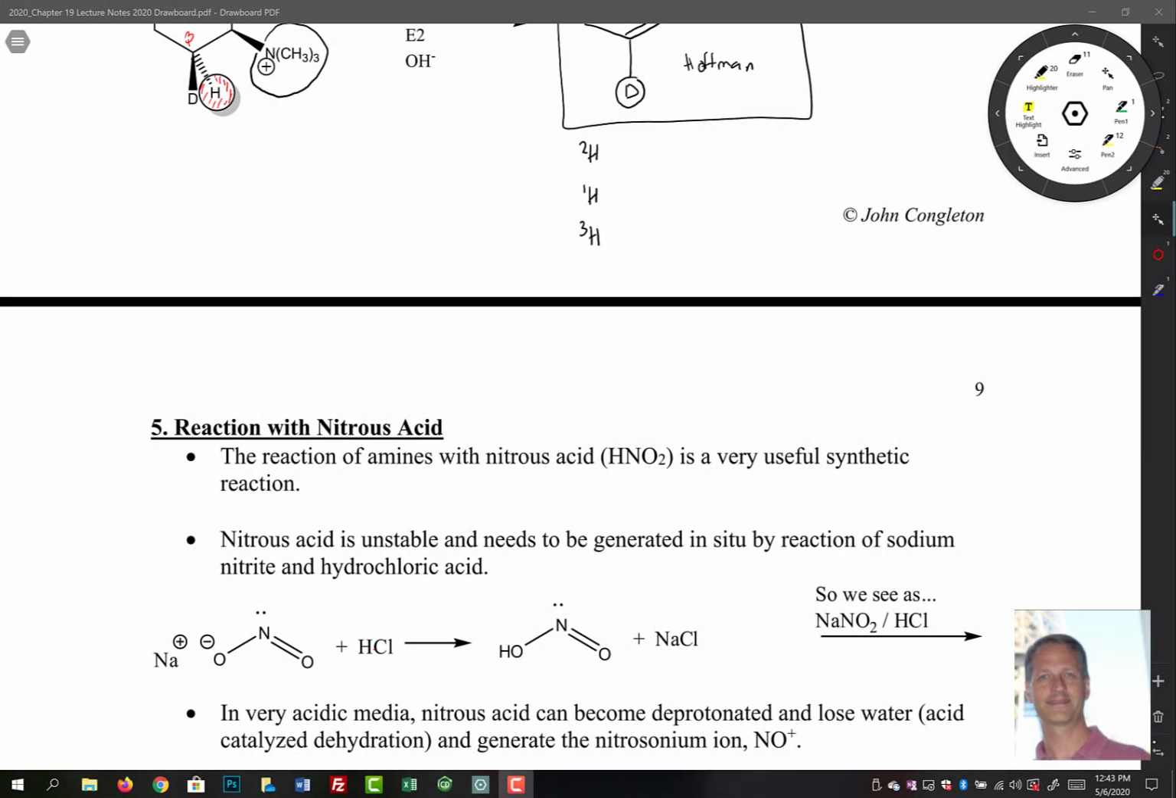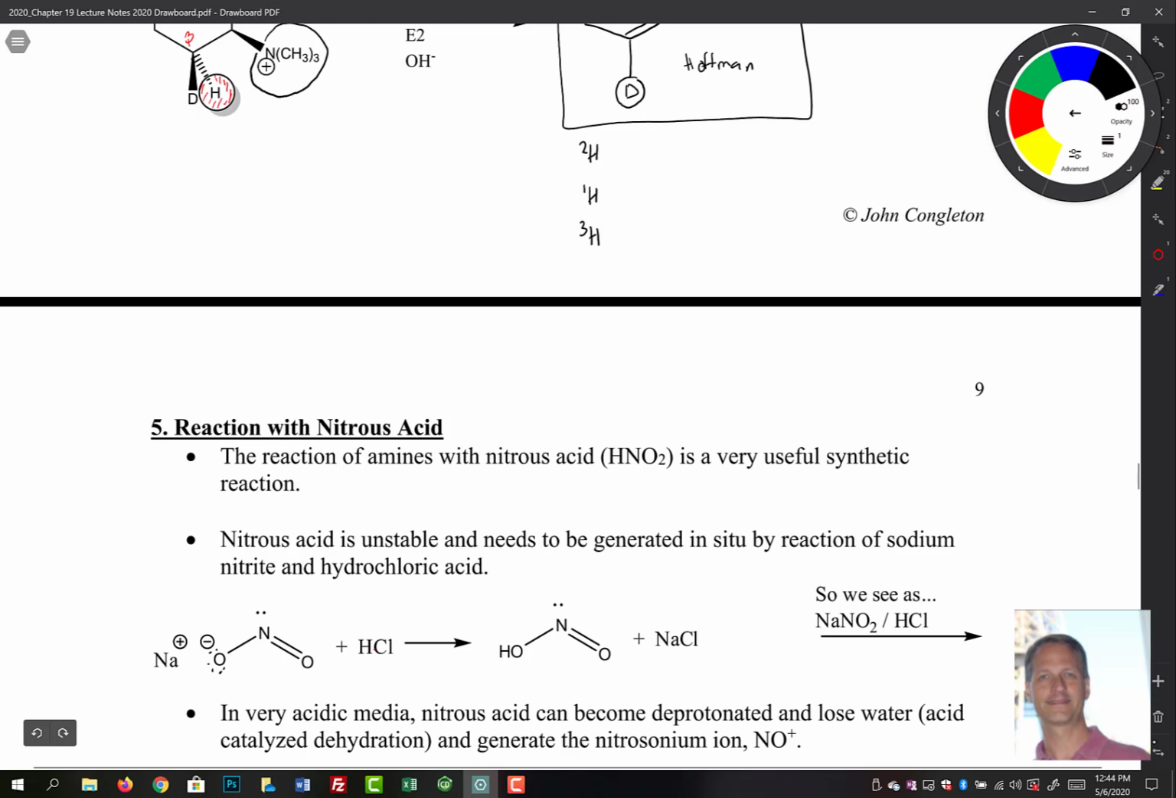So this next reaction that I want to take a look at with you is the reaction with nitrous acid. Well, it turns out that it's a very useful synthetic reaction for multi-step synthesis, but unfortunately nitrous acid is unstable and it needs to be generated within the reaction by a reaction of sodium nitrite and hydrochloric acid. So let's take a look at the reaction down here below.